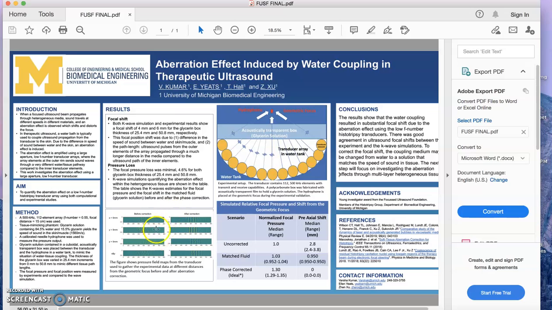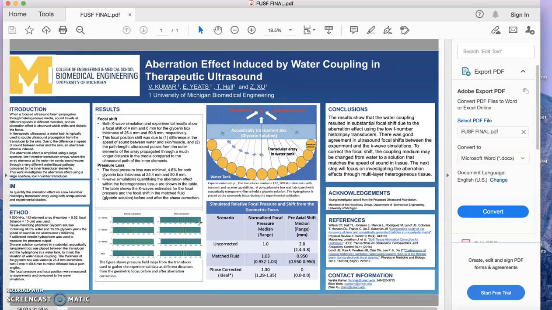This figure here just demonstrates how we do aberration correction, the phase correction, and you can see the field maps differing before correction, and after correction the pressure maps line up. The important thing from this study was that this water coupling results in a substantial focal shift because of our low F number transducers. The experiment and k-Wave simulations agreed, which will allow us to proceed with k-Wave and use it for simulating the aberration effects in multi-layer heterogeneous tissue.